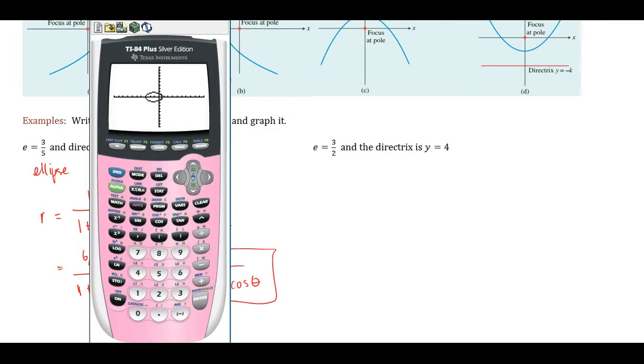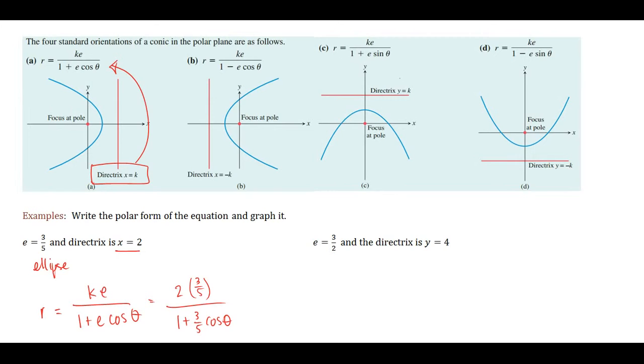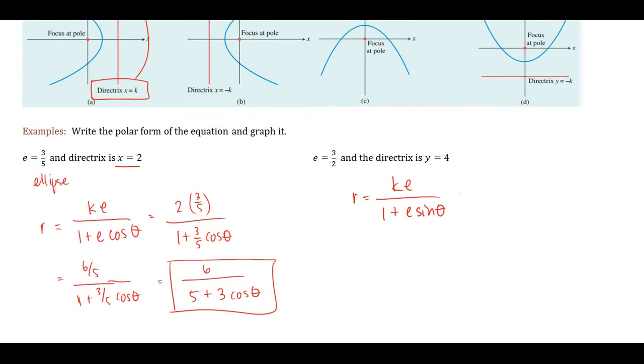I can now try this next one where you see y equals 4. So that tells me that I'm going to be using this equation, and it's also telling me I'm working with a hyperbola. So we know that this guy is a hyperbola. So r equals Ke over 1 plus e sine theta. And so now I'm just going to fill in all the parts I know. I know K is 4, so 4 times 3 over 2 all over 1 plus 3 over 2 sine theta. Again, clean that up. So 12 halves is 6 over 1 plus 3 over 2 sine theta.